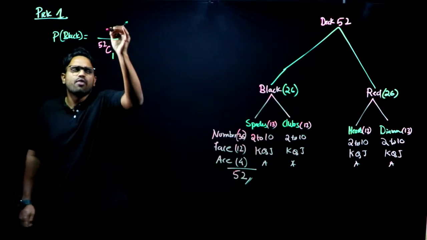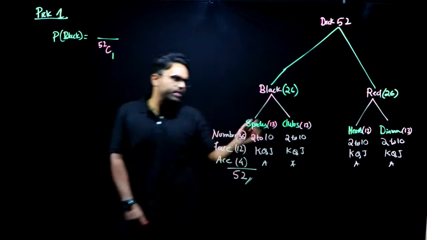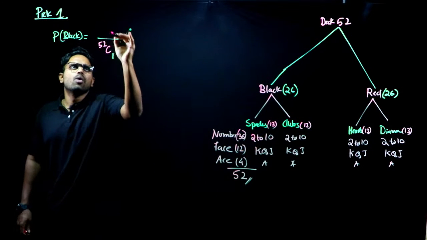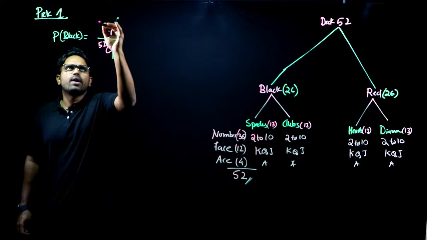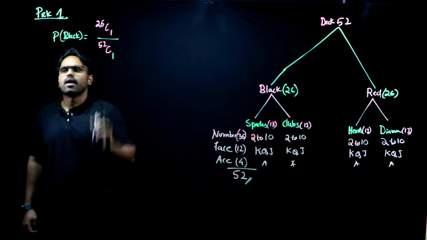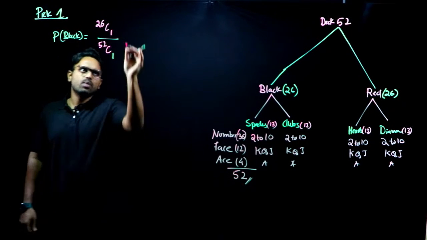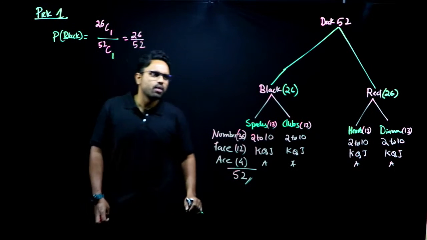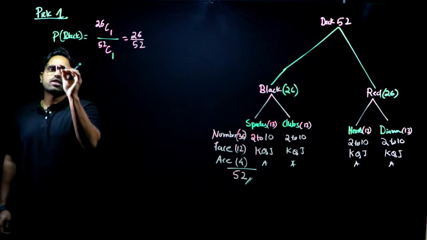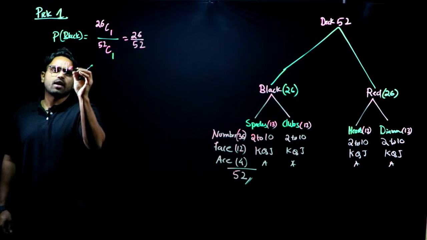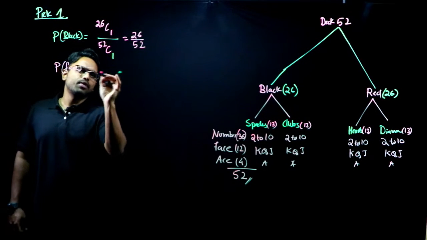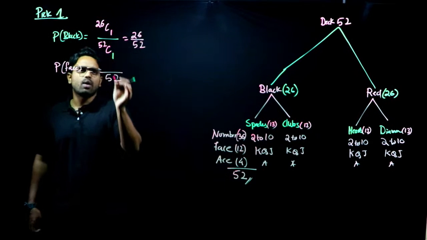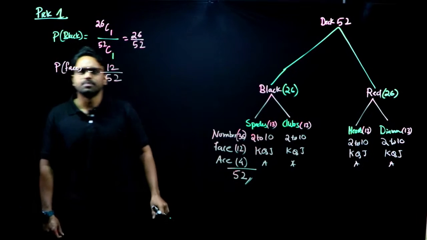Favorable cases will be how much? Black cards, 26. In how many different ways can you pick one card out of total of 26 black cards? It will be 26C1. So this is nothing but 26 upon 52. Now, if I ask you, what is the probability of picking a face card? Total number of cases is 52. Face cards are how many? 12. You have to pick one. 12C1 is nothing but 12.